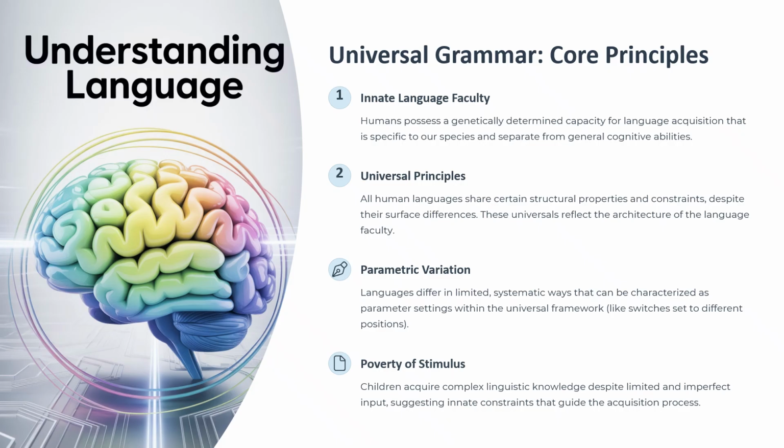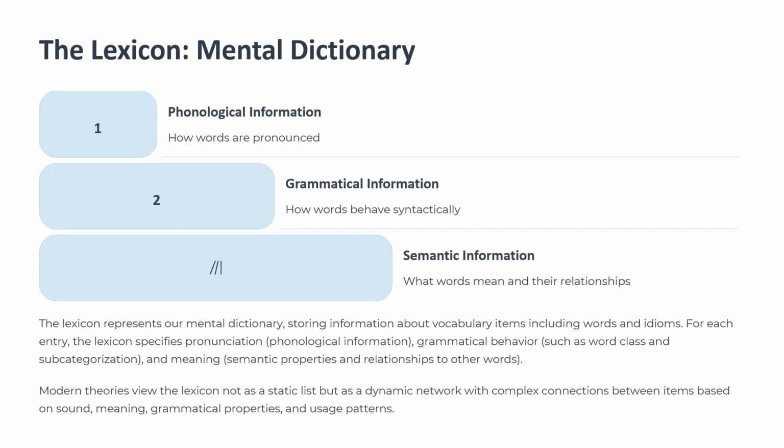Children acquire complex linguistic knowledge despite limited and imperfect input, suggesting innate constraints that guide the acquisition process. The lexicon, our mental dictionary, contains phonological information, how words are pronounced; grammatical information, how words behave syntactically; and semantic information, what words mean and their relationships.